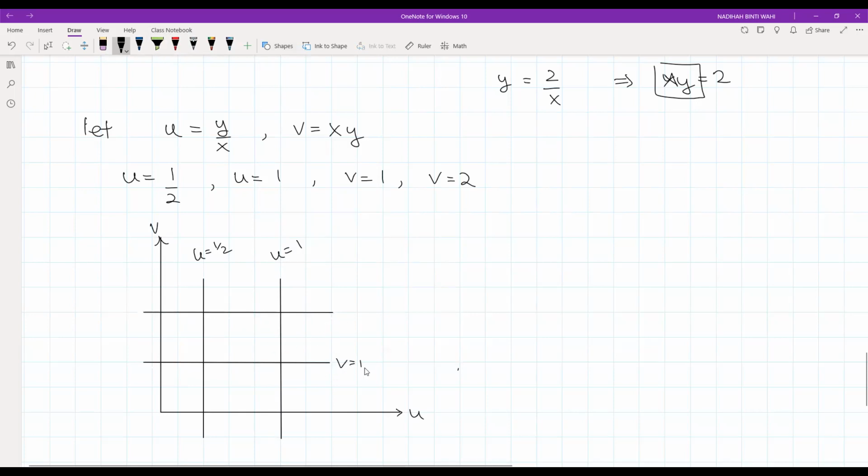So this is v equals 1, v equals 2. Now we have an easy region, let's say this is region S, to integrate. Why? Because you can see that the limit on the lower boundary and the upper boundary is just a constant. You can see that u goes from 1/2 to 1, and then v goes from 1 to 2. So this point, anything inside this region. Okay, any questions so far?